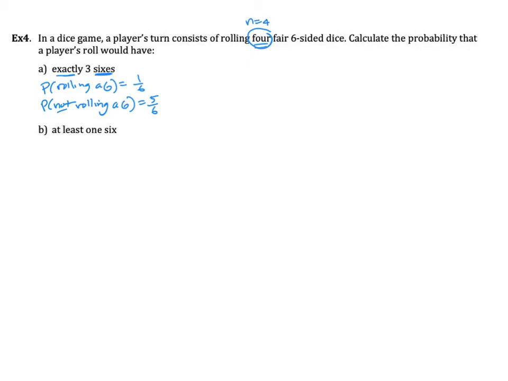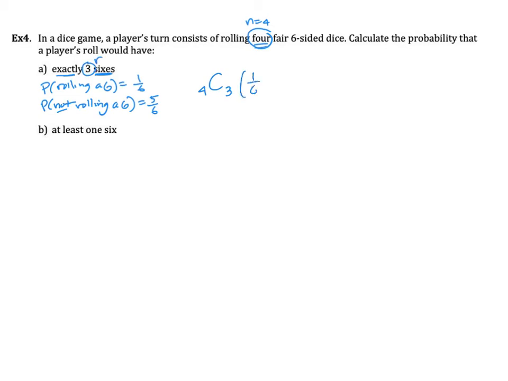Rolling 4 at the same time is like rolling a die, recording the number, picking up that same die, rolling it again, recording that number. So you do that 4 times. So my n is equal to 4. I have 4 dice I'm going to roll. I want to get exactly 3 6s. So this is my r, essentially, right?